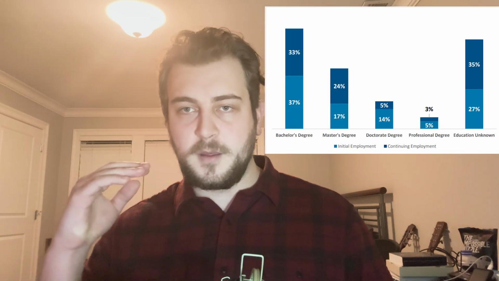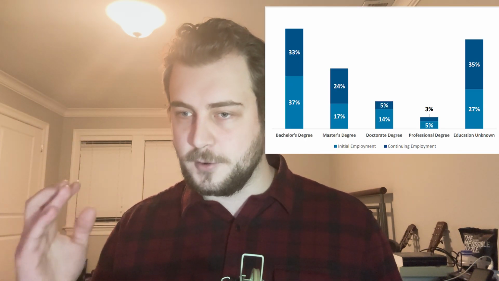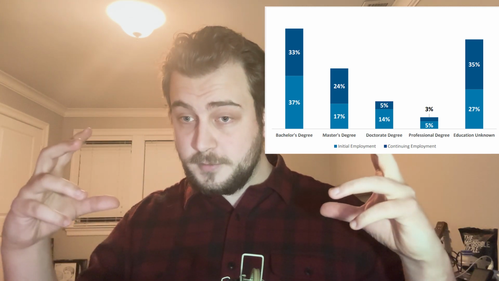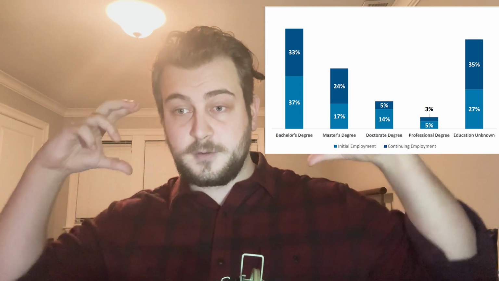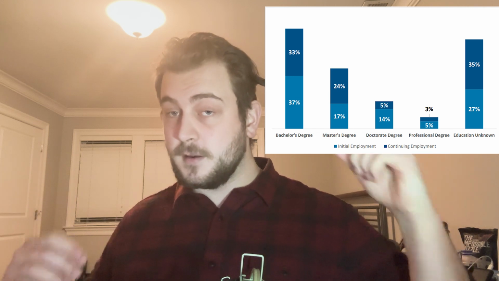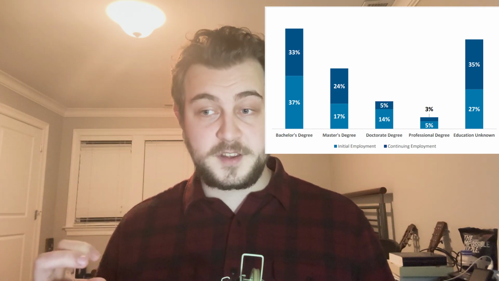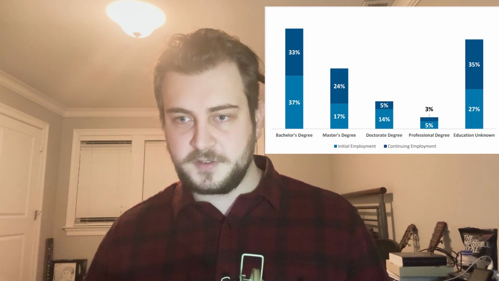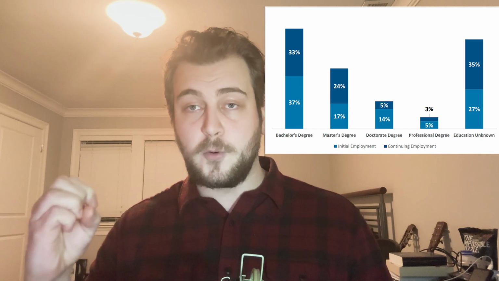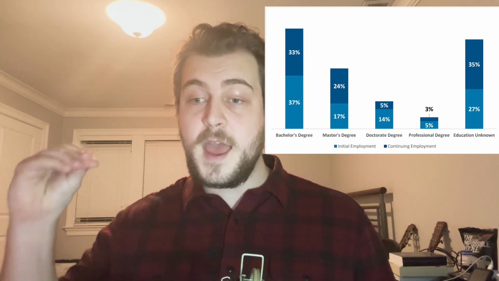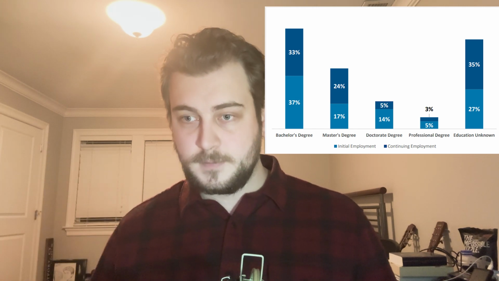So the breakdown of education level is as follows. Bachelor's degree, with 35% of total approvals, 33% of the continuing approvals, and 37% of the total initial approvals. Master's degree, which is 20.5% of the total approvals, 24% of the continuing approvals, and 17% of the initial approvals. Doctorate degrees represent 9.5% of total approvals, 5% of continuing approvals, and 14% of initial approvals.